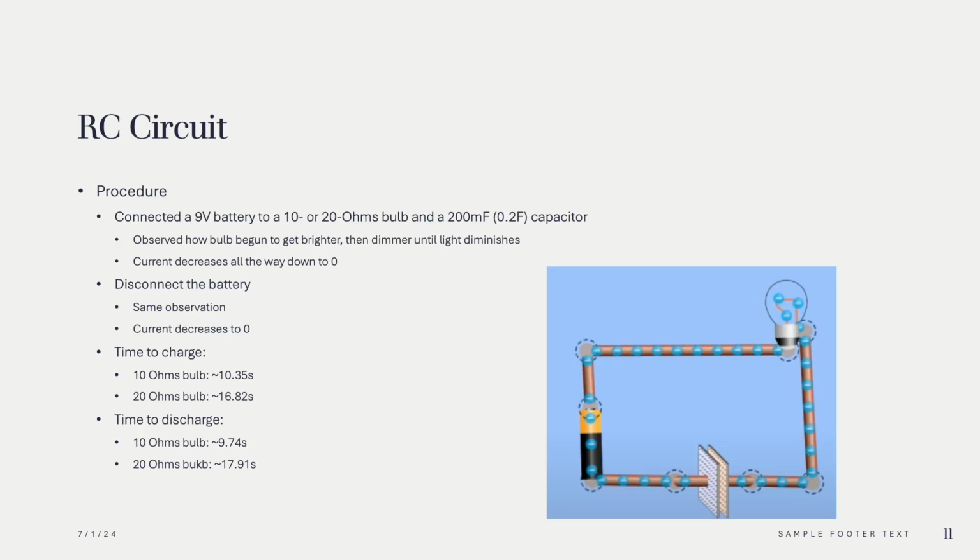For the last part of the experiment, the RC circuit, the procedure consisted of connecting a 9-volt battery to a 10 or 20 ohms bulb and a 20 mF capacitor. Results were seen from both bulbs that the bulb would get brighter then dim until the light completely dissipates.